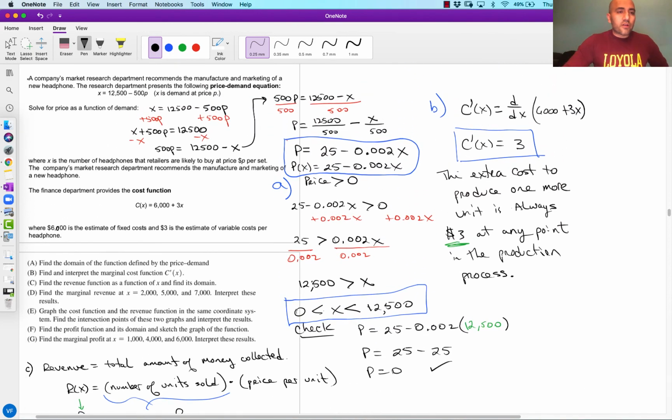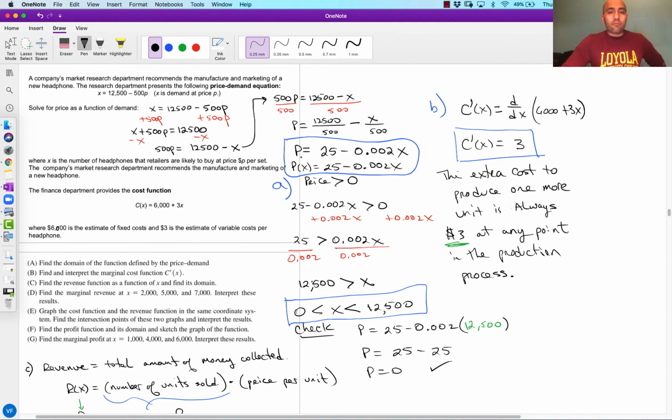Okay, so here's where we started. We were given this equation that represented the demand for a particular headphone as a function of the price. So we go out with marketing and ask surveys, ask people if they're interested in this headphone at a particular price, and we can figure out this equation, right? This relationship that exists between the number of units desired and the price point. So we can go in either direction.